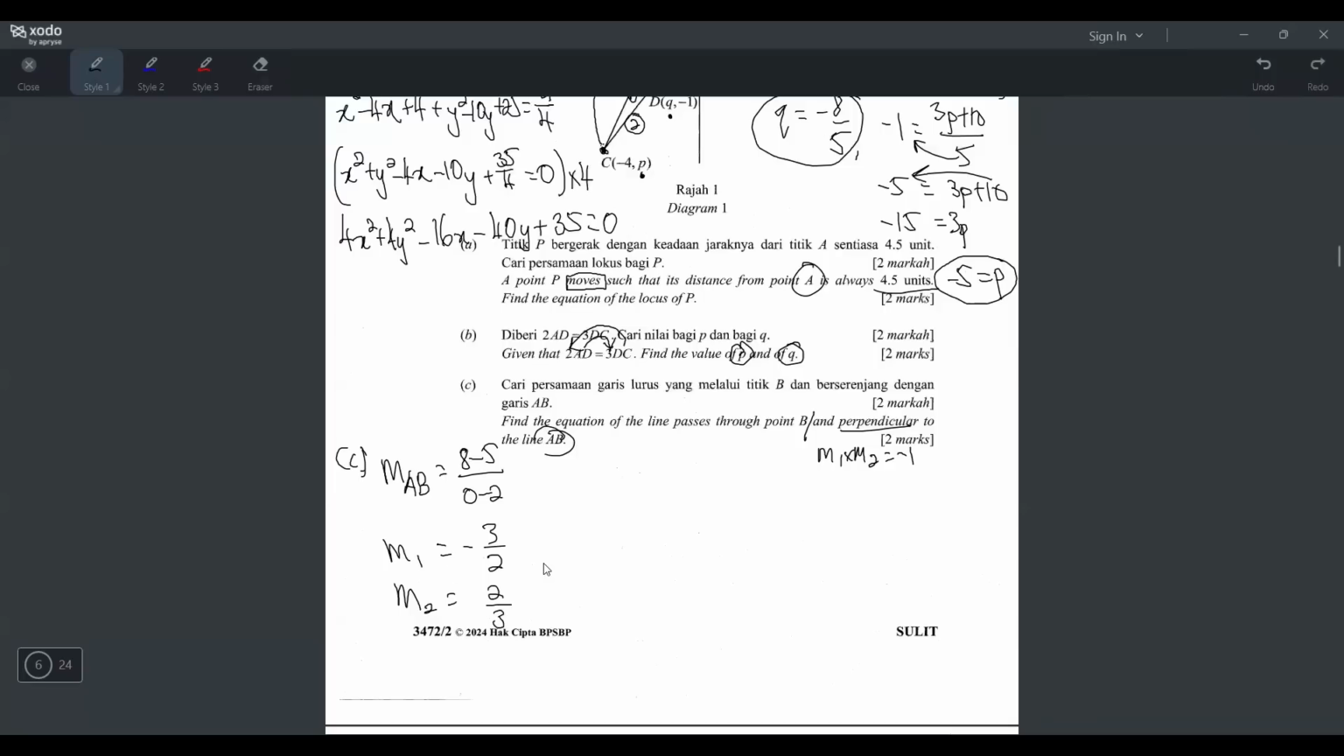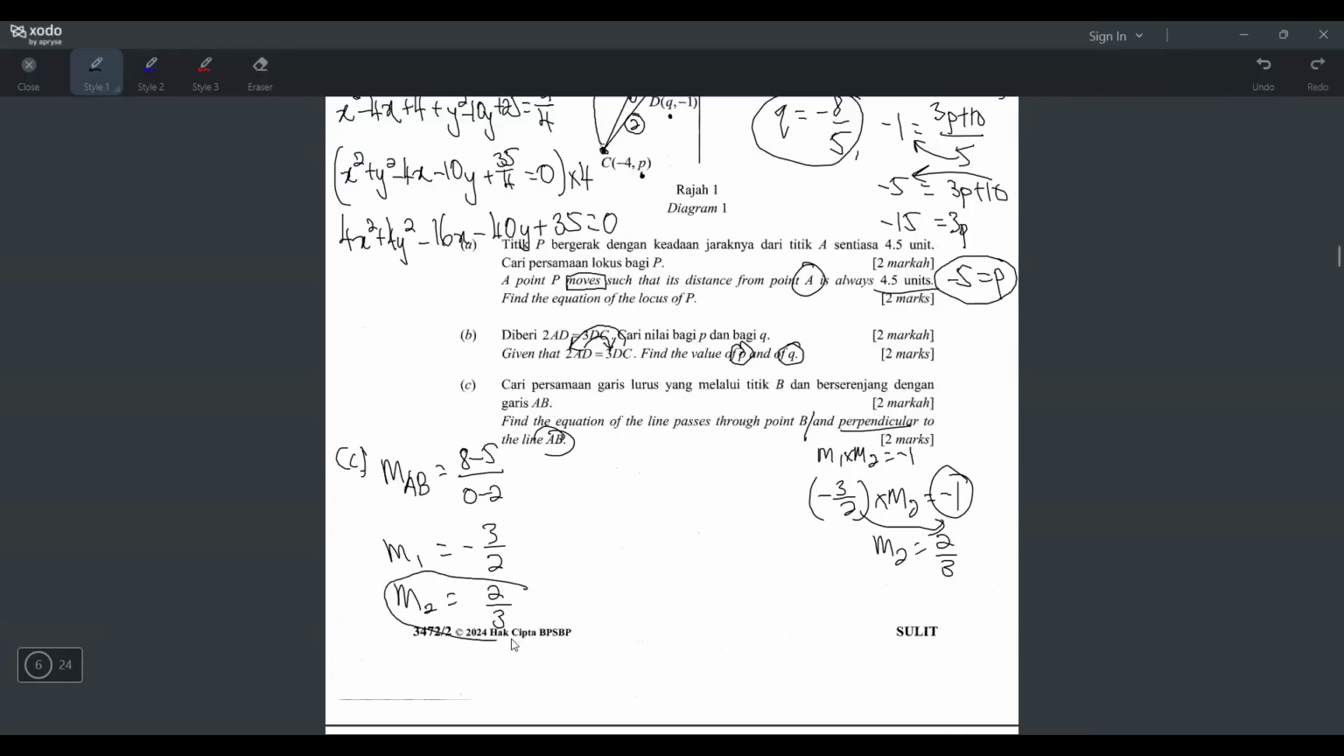If you don't understand this way, I will explain it like this: -3 over 2 times m2 equals -1. So m2 equals -1 divide with -3 over 2. And if you press the calculator, trust me, you'll get the same as what I wrote here. It's just that I do it the fast way. So what's the fast way? Just flip and change the sign.